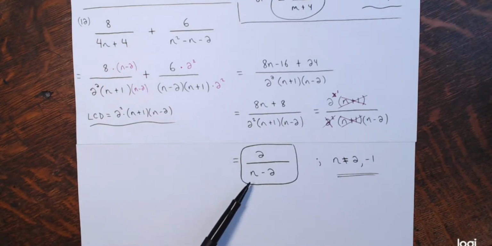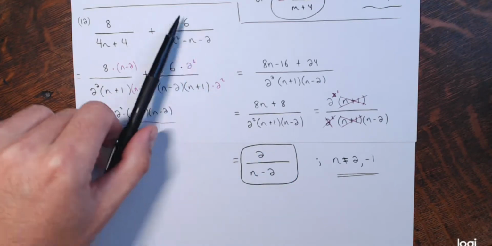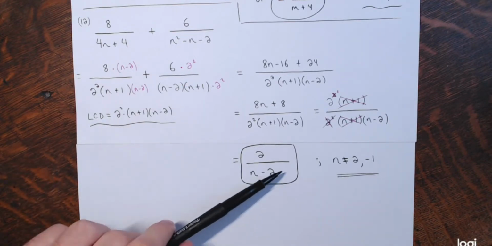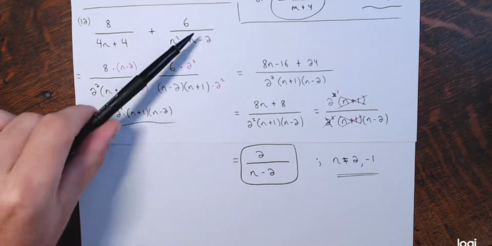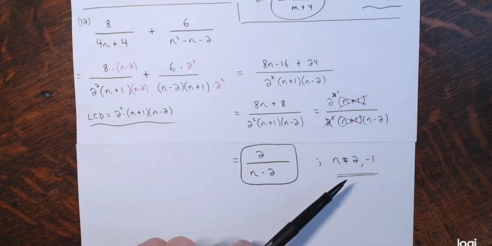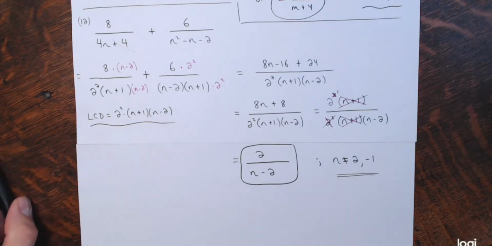If I were to replace n with 3, the value of this expression and the original should be equal to 2. Alright, if n were 4, the value of this expression would be 1, and so should the original. And again, test it out. I leave it to you to test it out for different values of n, as long as those values aren't 2 or negative 1. Okay.